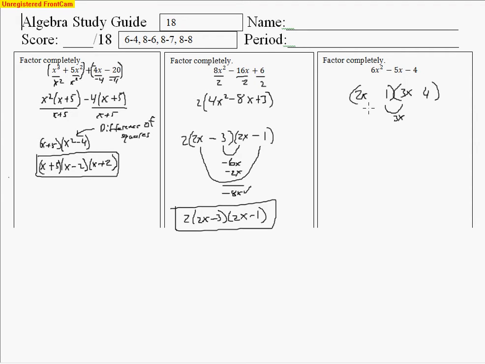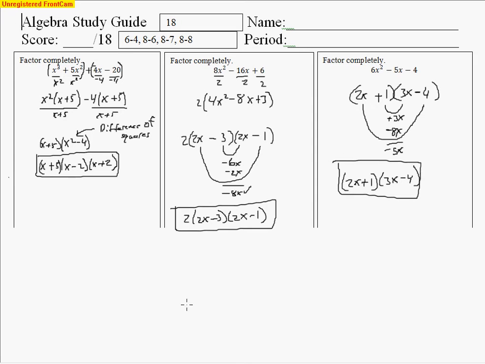3x and 8x. You see, those will subtract to make 5. Now, in order to make it a negative 5, I need to make 8 negative. So to make 8 negative, I need 4 to be negative. To make 3 positive, I need a 1 to be positive. And that does end up working out. So again, the factored form is 2x plus 1 and 3x minus 4.